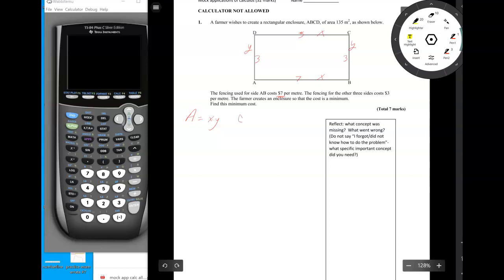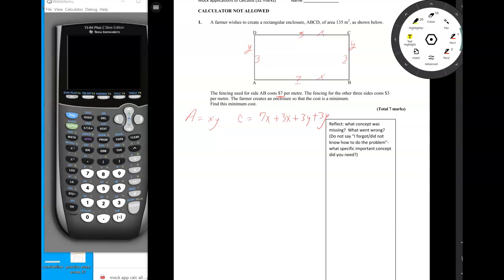So the cost in this case is going to be equal to 7 times X meters plus 3 times X meters plus 3 times Y meters plus 3 times Y meters. So all I did was I multiplied the cost per meter of each side times the length of each side, and I added them all up, and that gives me the total cost. Okay, now we're on the way to solving this problem.